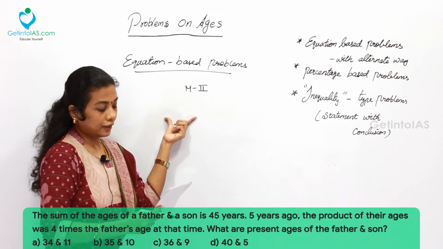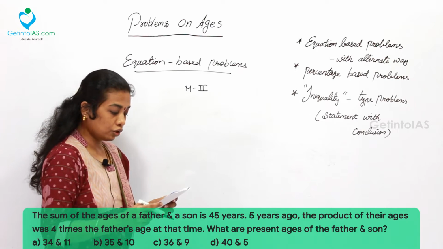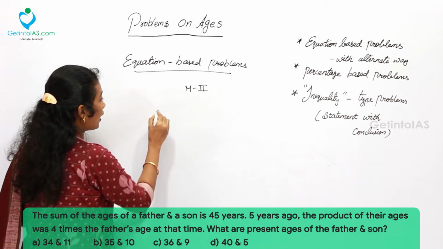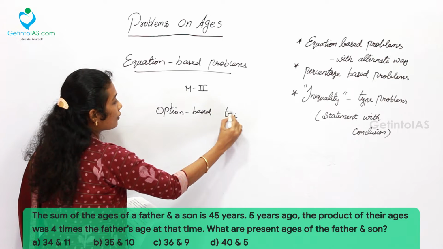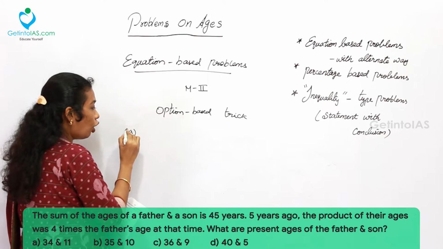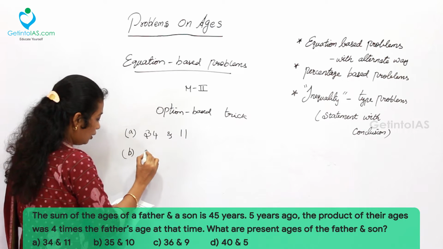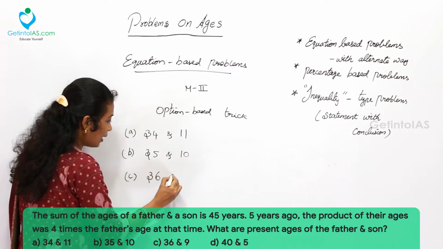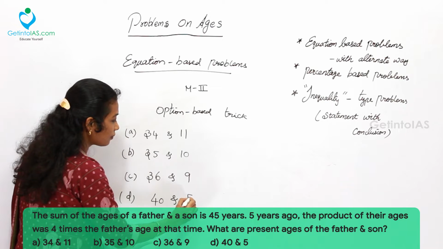The alternate way of doing this: the sum of the ages of father and son is 45 years, and 5 years ago the product of their ages was 4 times the father's age at that time. This can be solved under the option based trick. That is our new method, method 2. So, look at all the options. Option A 34 and 11. Option B 35 and 10. Option C 36 and 9. Option D 40 and 5.